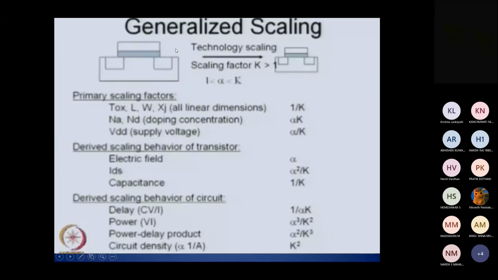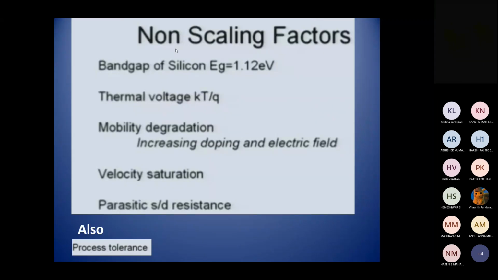Okay. So now there are some non-scaling factors. That means if you scale the devices, that means if you miniaturize the devices, there are some parameters that are not affected. Like, let's say, the band gap of silicon. As you know, the band gap of silicon is 1.1 electron volts at room temperature. So that is not changed. The band gap of silicon will remain the same. Thermal voltage, that is kT divided by q, where k is the Boltzmann constant, T the absolute temperature, and q the electronic charge. So this thermal voltage is also not going to be affected. These are some non-scaling factors.